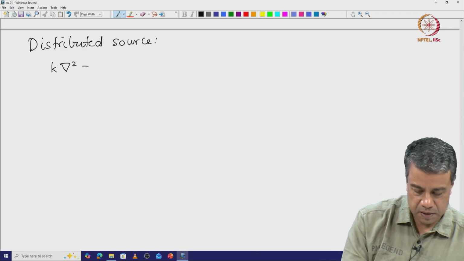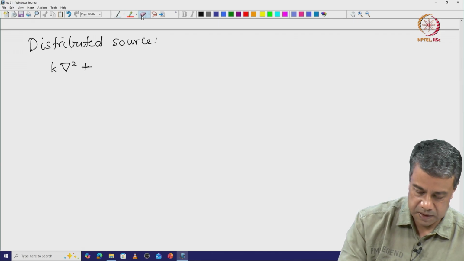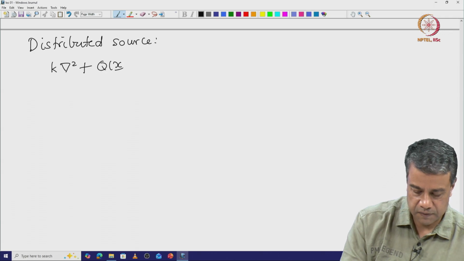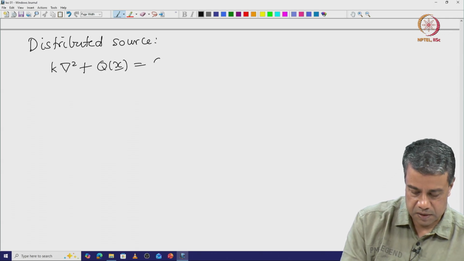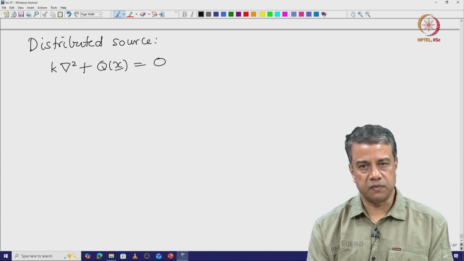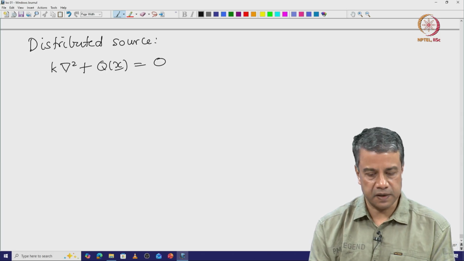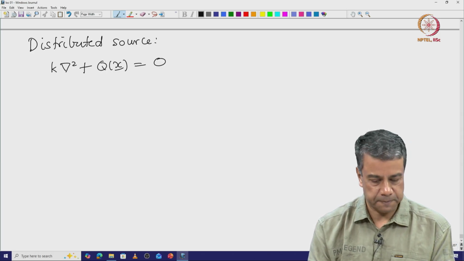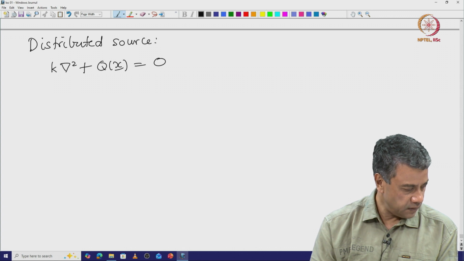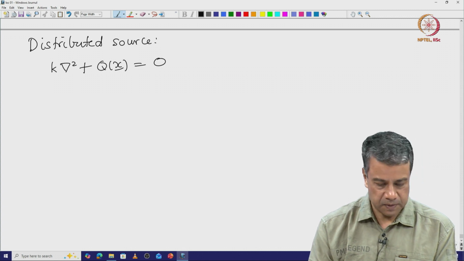The equation is K del square T plus Q, which is a function of position, is equal to 0. If it is uniform, it could be a uniform generation of heat per unit volume per unit time. In this case, how do we solve the problem?